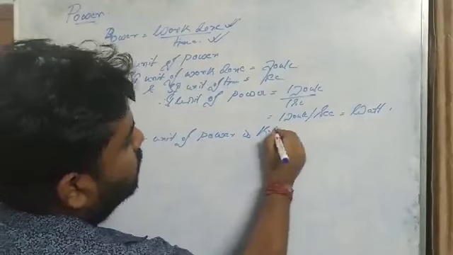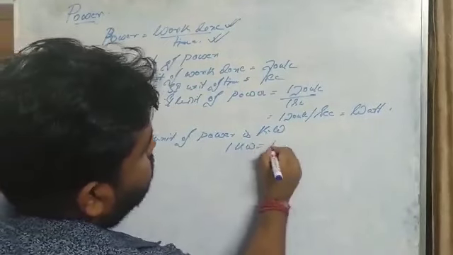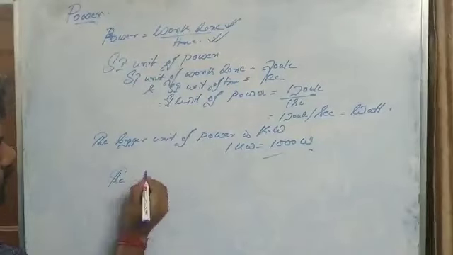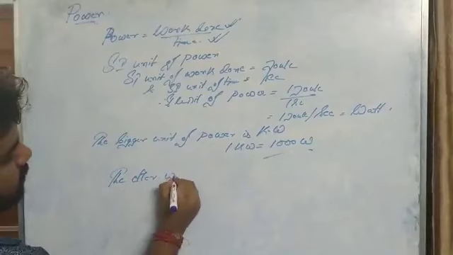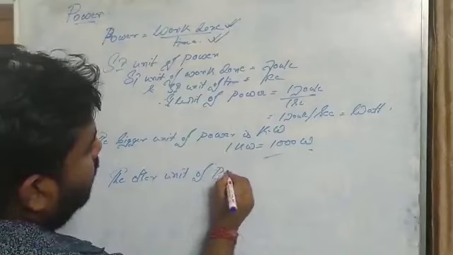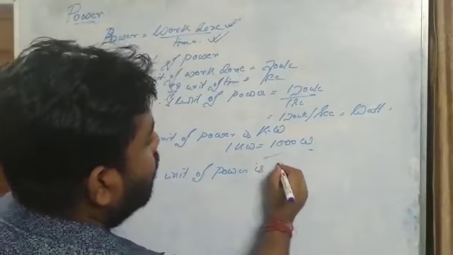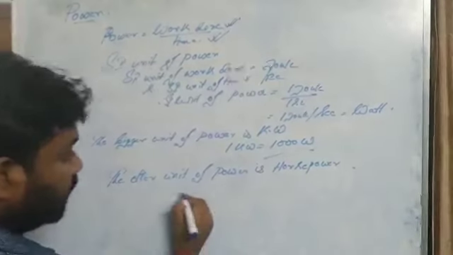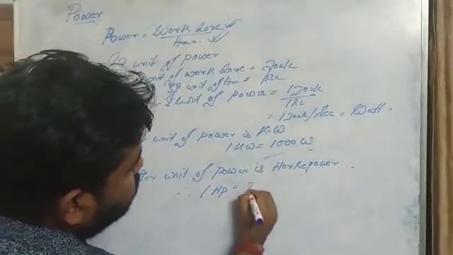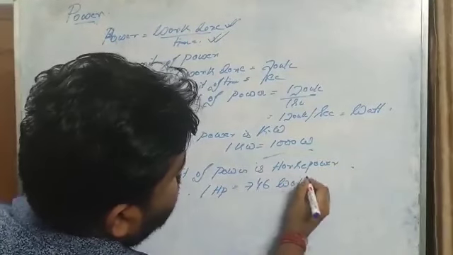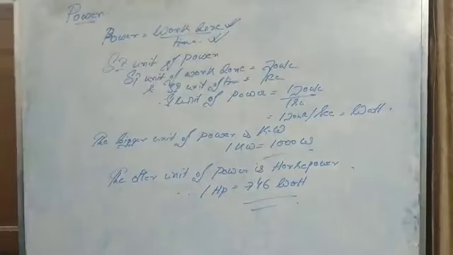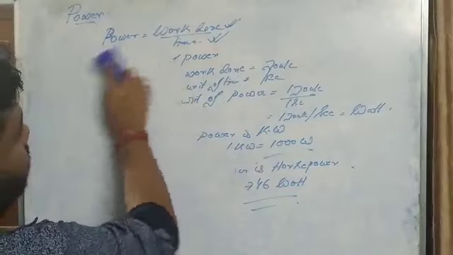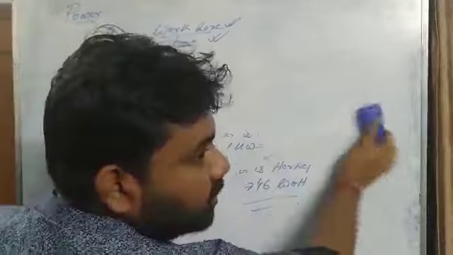The bigger unit of power is kilowatt. 1 kilowatt equals 1000 watt. The other unit of power is horsepower. 1 HP equals 746 watt. Is that clear? Okay. Now we will learn about the relation between power, force, and average velocity.